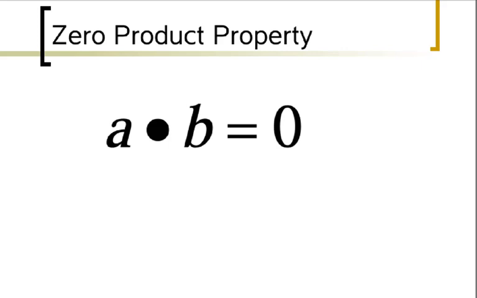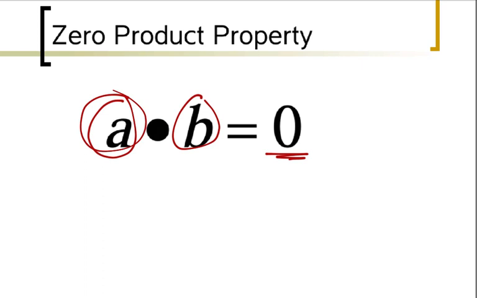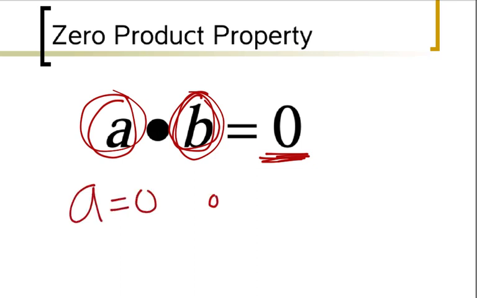Alright class, in this lesson we're going to take a look at solving equations. And in order to solve equations we have to use what's called the zero product property. The zero product property is this right here, where you've got A times B equals 0. What that means is anything times anything else, if you have it equal to 0, what that must mean is that either A is equal to 0 or B is equal to 0, or they're both equal to 0.